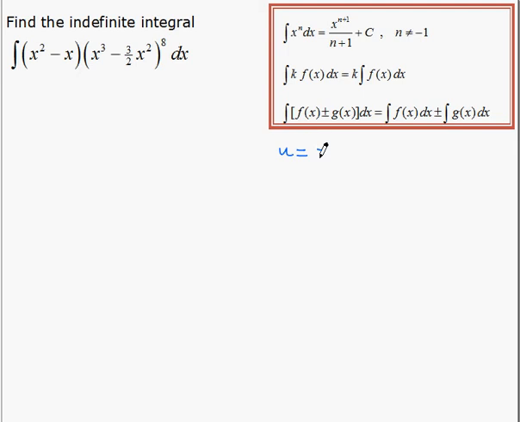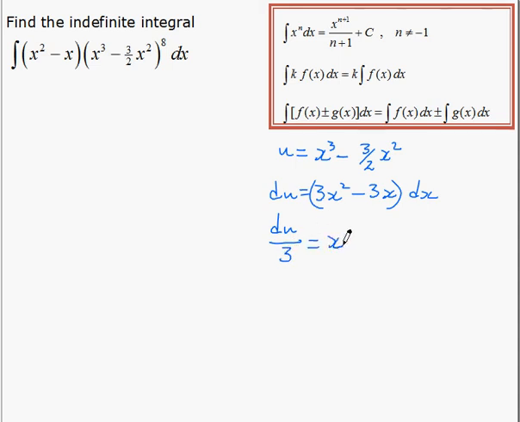u equals x cubed minus 3 over 2 x squared, du equals 3x squared minus 3x dx. 3 is extra, so we can divide by 3 to give us x squared minus x dx, which is what we have in our integral.